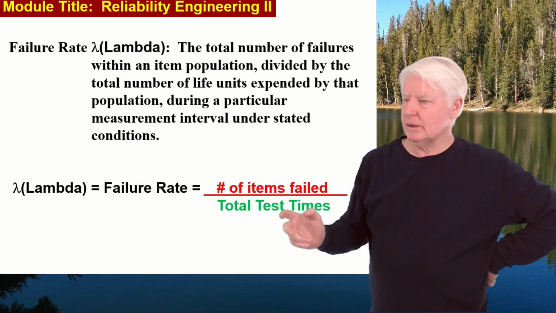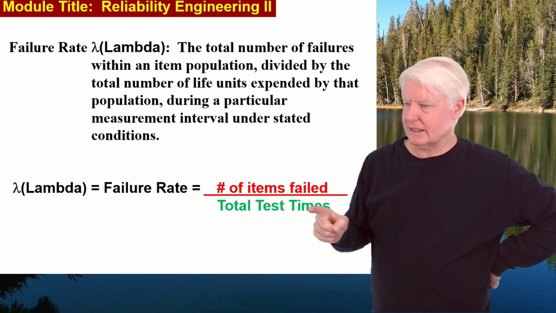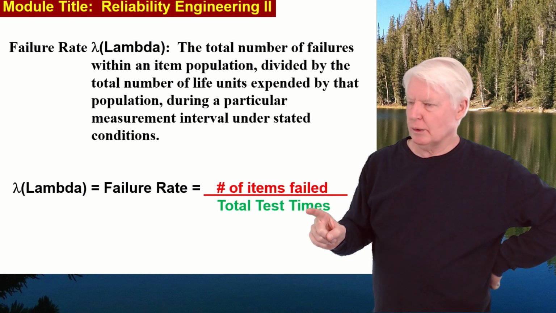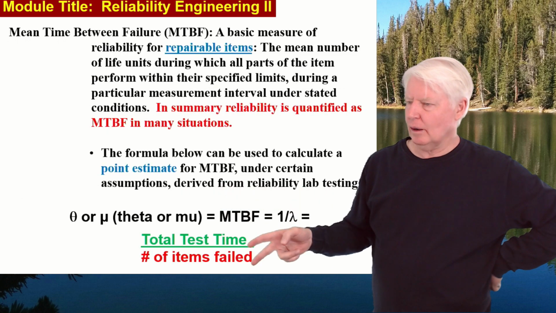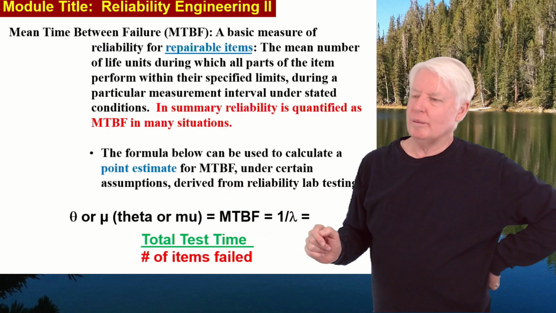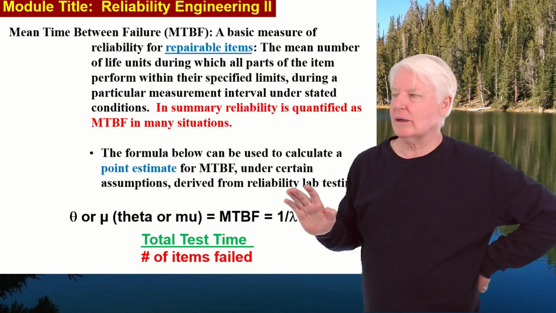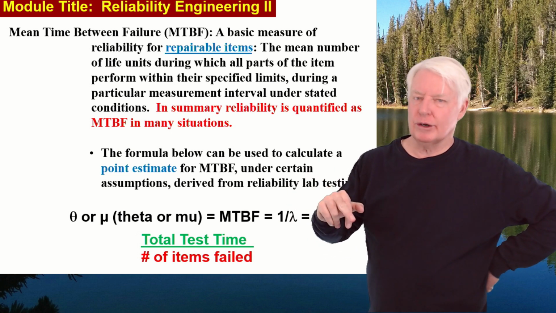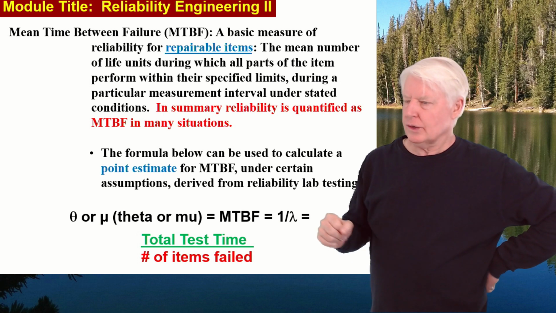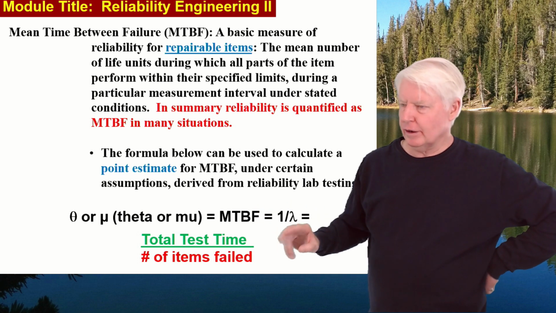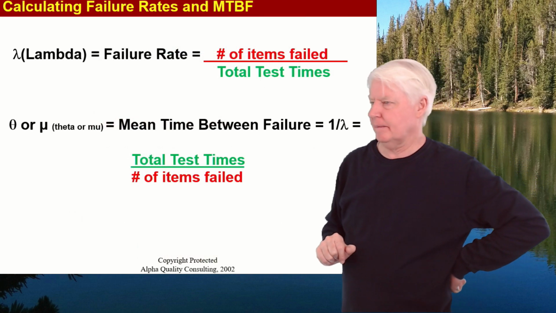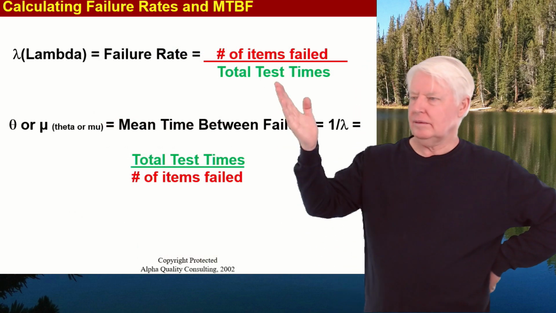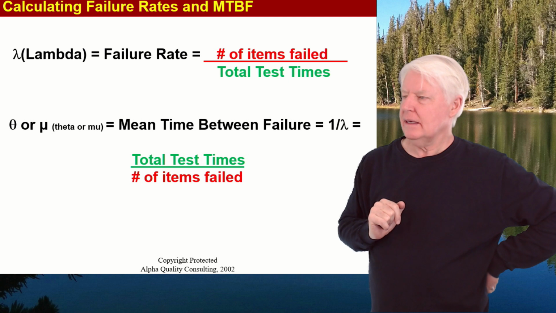Let's go back to this one. Notice I put total test times in green, number of items failed in red, and the red's in the numerator, green's in the denominator, and look, all we do is flip it. So there's a direct relationship between mean time between failure and failure rate. That's an inverse relationship. So if you take mean time between failure, invert it, that is failure rate. So there you go, they're just inverse of one another.